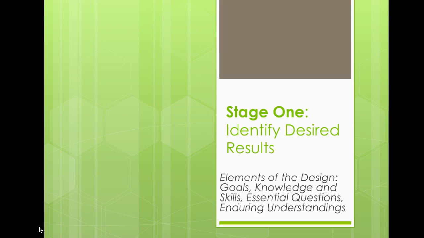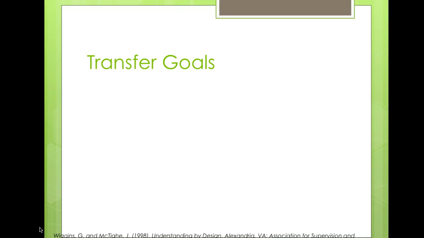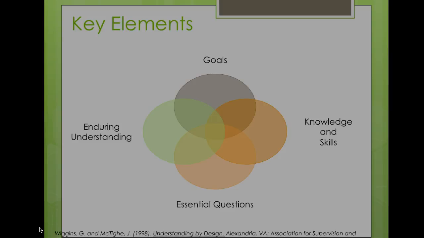So, because this is still a review, you create the elements of design. You've done your transfer goals. You've established knowledge and skills, your learning objectives, and now we're looking at the essential questions and enduring understandings. So these are the key elements of the curriculum.